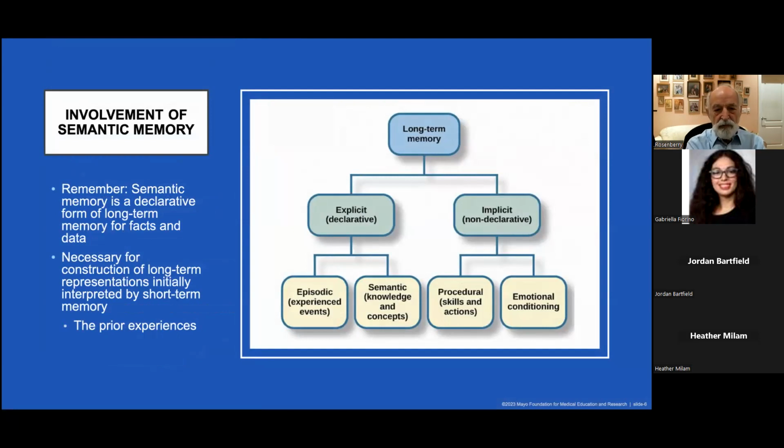The short-term memories are incorporated into somatic memory. It's a declarative form of long-term memory for facts and data, and it is reinforced by signals that continually enter into that field and make them strong enough to become long-term memory. It's also necessary for reconstruction of long-term representations initially interpreted by short-term memory.